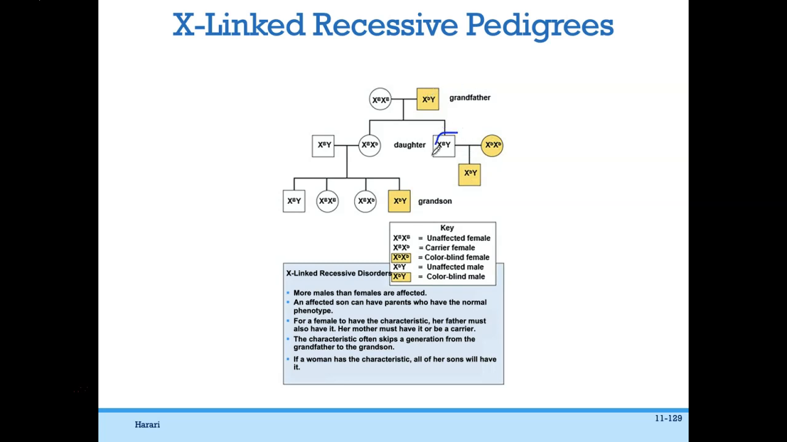So this is a generation that was skipped, right? And if the woman has the characteristic, that means all of the sons will have it because she passes on her X chromosome to the sons.